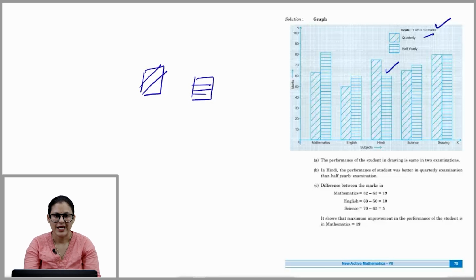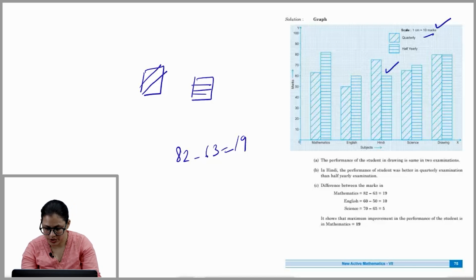He performed better in the quarterly examination as compared to half-yearly, right? Now you have to find out the difference between the marks. In mathematics, how many marks did he get? 82 minus how much did he get here? 63. So you will get the difference. And then in English, 60 minus 50 is 10, and in science, 70 minus 65 is 5. It shows that the maximum improvement in the performance of the student is in mathematics. Clearly you can see from here.